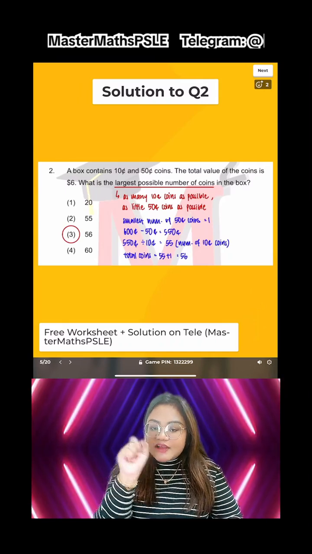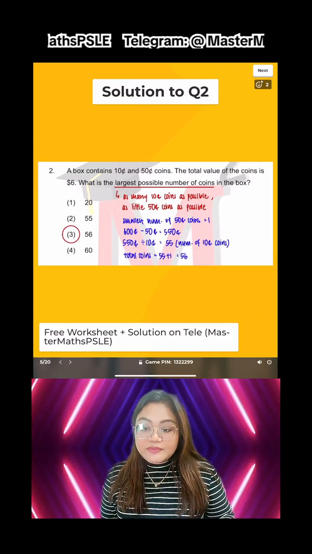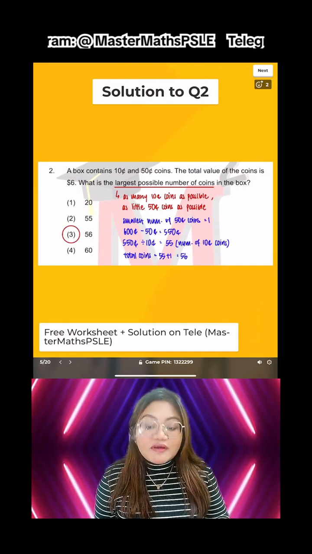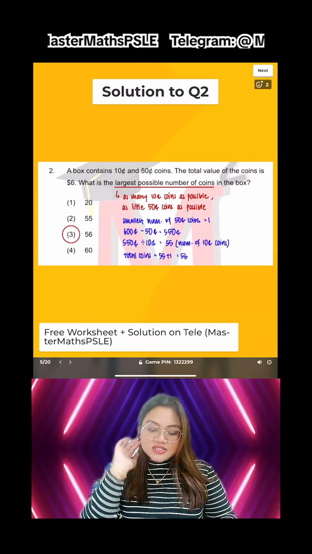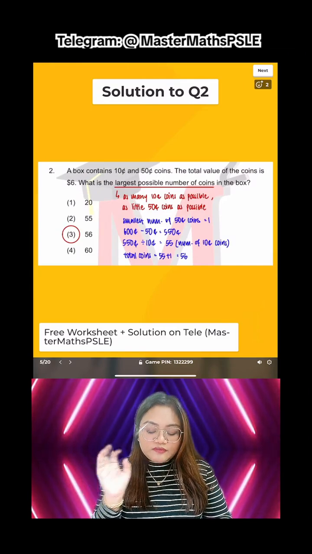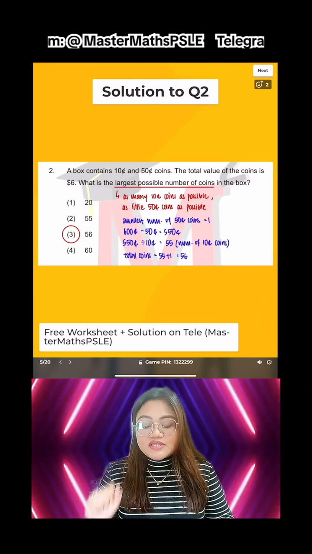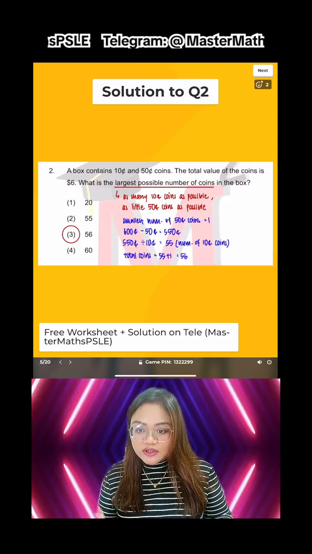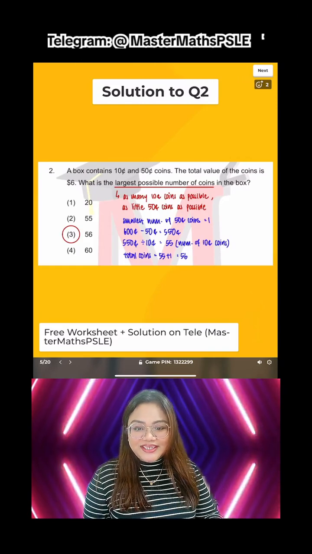And if I have one 50-cent coin, that means the balance is 550 cents, which will give us 55 10-cent coins. The balance is all 10-cent coins, and that's 55 of them. So the total number of coins will be 55 10-cent coins, and that one 50-cent coin that we took away, and that will give us 56 coins in total. Alright? Okay, how are we feeling so far?